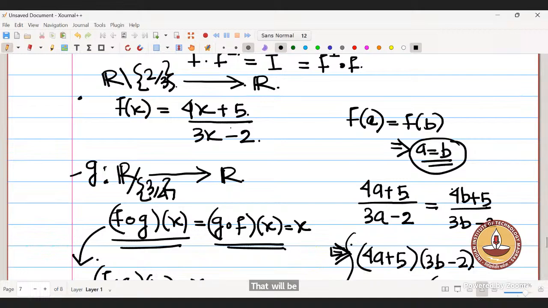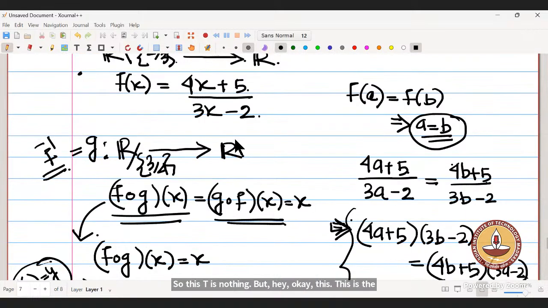So this g is nothing but f inverse. And this is the standard way of computing the inverse of a function. You can compute the inverse of almost all the functions that we are using in week 5.